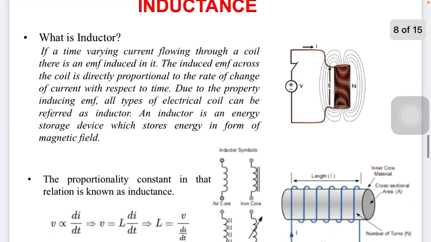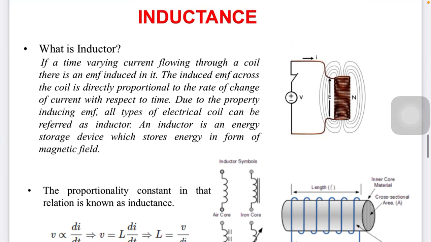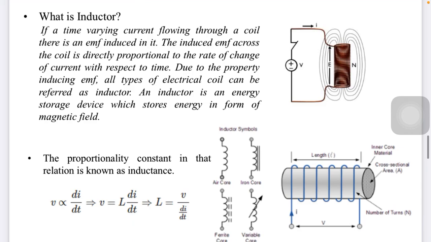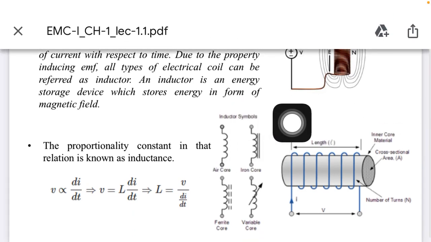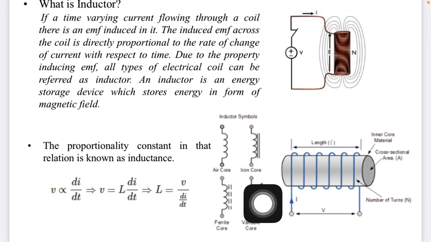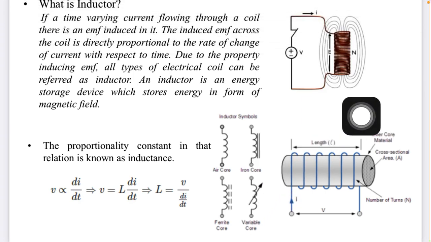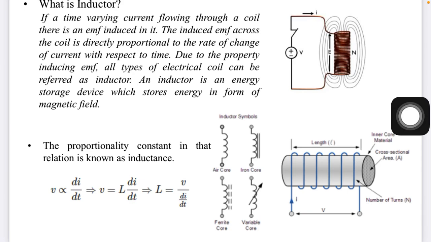So due to the property of the induced EMF, all types of electric coil can be referred to as an inductor. So inductor is an energy storing device which stores the energy in the form of a magnetic field. Here are some symbolic representations of the inductor. When the arrow is indicated, it's a variable core, right? When the inductor is varied.